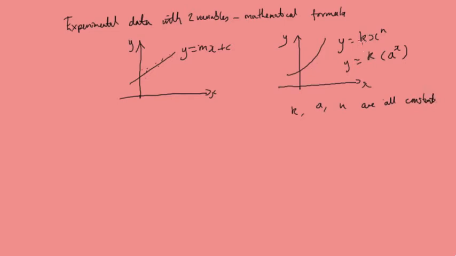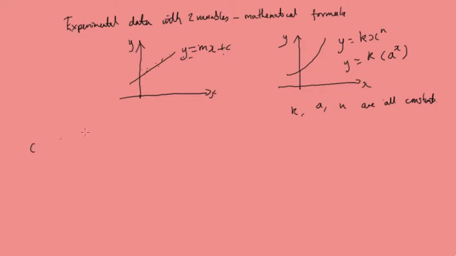Now what we can do is use logarithms. We can take the log of the left and right hand side of these general formulas, and we can then turn this into something that looks like this, and then plot that formula and get a straight line. How do we do this?